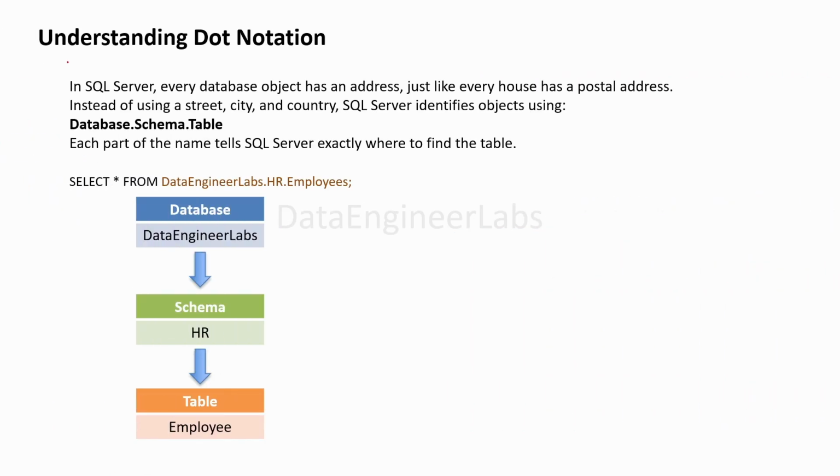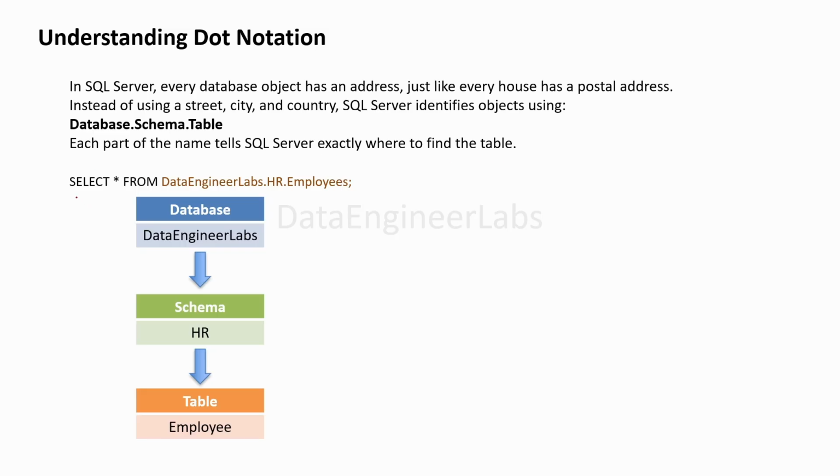Now that we understand what a database, schemas, and tables are, let's quickly see how SQL Server finds or identifies a table. In SQL Server, every database object has an address. Just like every house has a postal address, and instead of using street, city, and country, SQL Server identifies objects using database.schema.table name. Now each part of this name tells SQL Server exactly where to find the table.